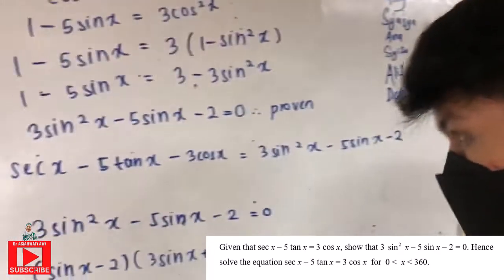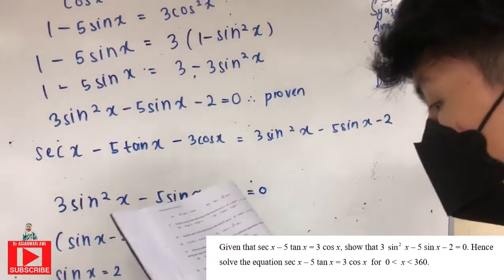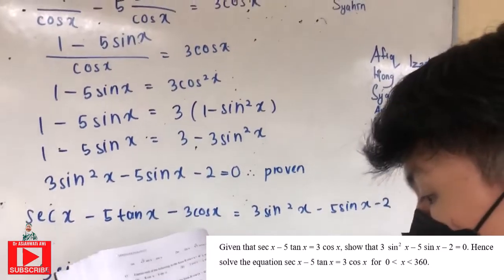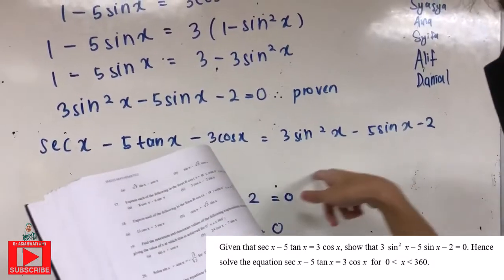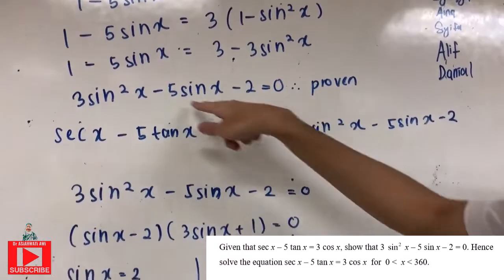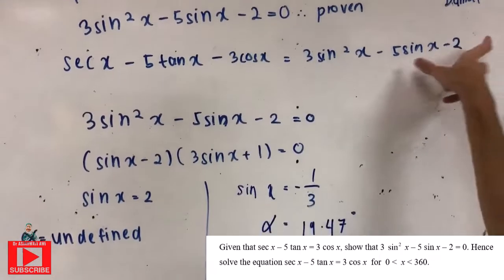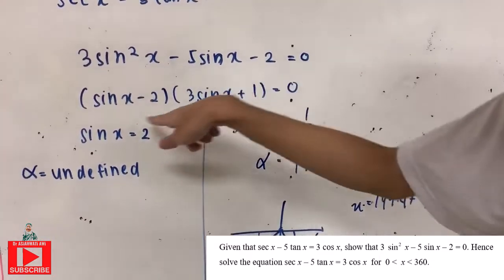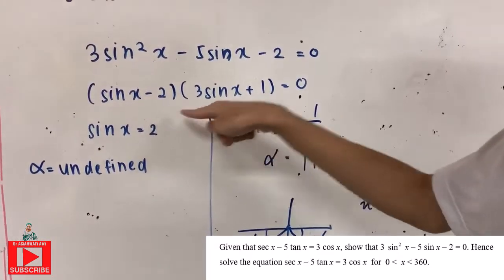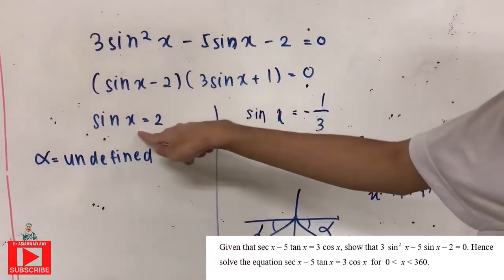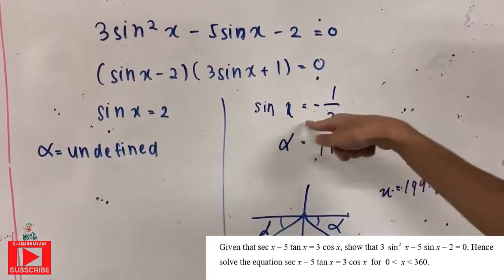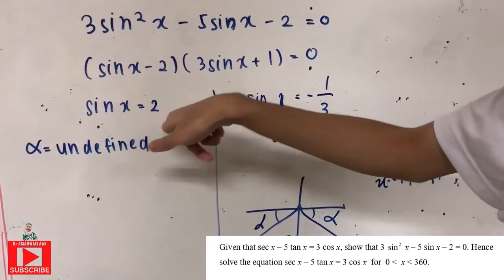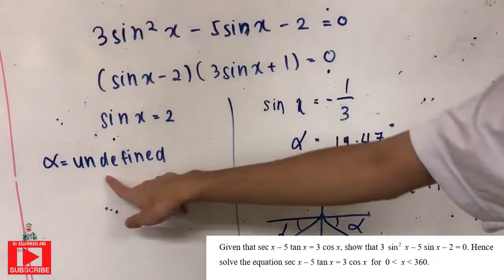And then the question gives secant x minus 5 tangent x equals 3 cos x. So we bring 3 cos x over to the other side, so it becomes negative 3 cos x equal to this again. And then we take this because it is quadratic, so we can factorize it, we get sin x minus 2 and 3 sin x plus 1. So sin x equals 2 and sin x equals negative 1 over 3. Because sin x equal to 2 is undefined.